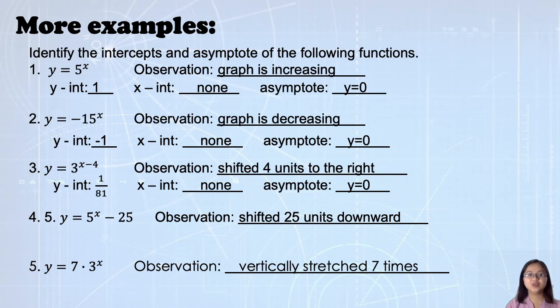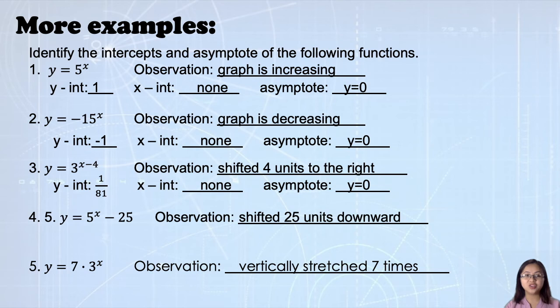Now for the next one, we have y is equal to 3 raised to x minus 4. The same characteristics so we have here the same characteristics for the x-intercept and asymptote with the parent function. But for the y-intercept, it is 3 to the negative 4, giving it 1 over 81. Next, for the fourth example, we have y is equal to 5 to the x minus 25.